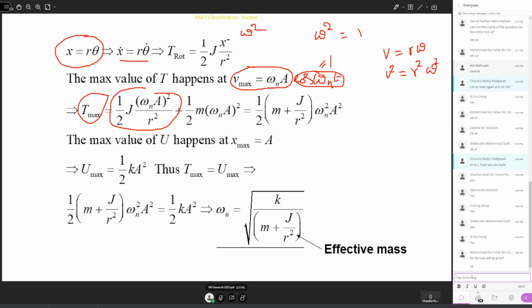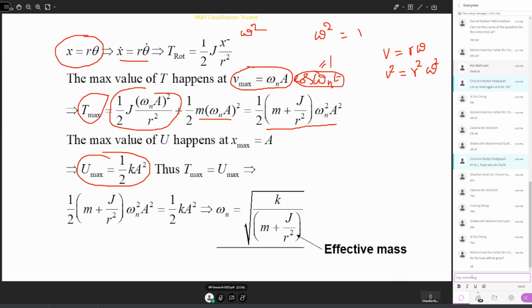So the maximum translatory kinetic energy you can write in this way. So this is the rotational kinetic energy plus the linear kinetic energy, the translatory kinetic energy. You can add these two things, so then the maximum kinetic energy you can write in this particular way. Then the maximum potential energy is in the spring, so you can write this as the maximum potential energy.